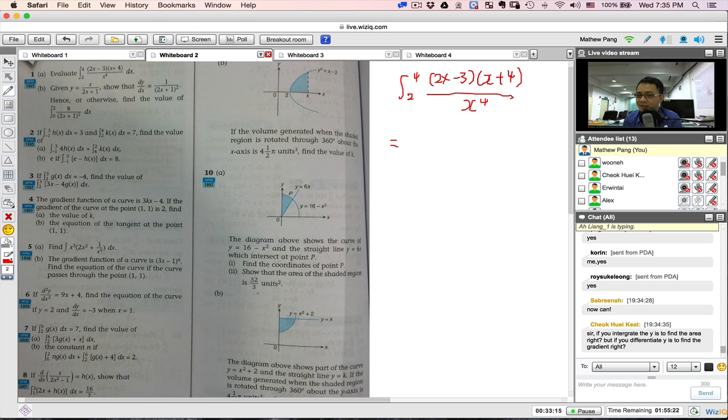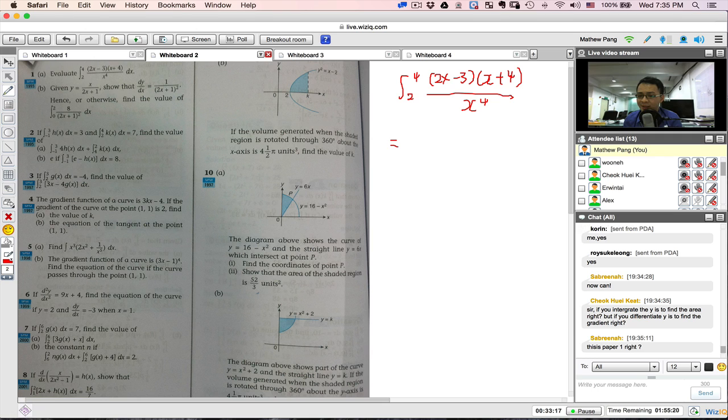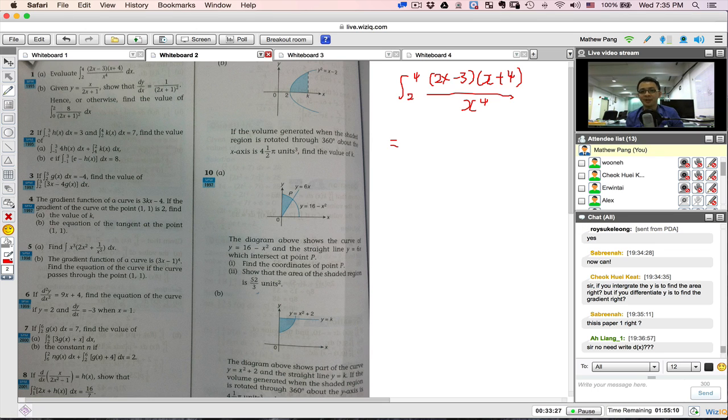Alright, so if you integrate, the aim is to find the area, right? Yes. But if you differentiate, the aim is to find the gradient, right? Yes, you are right. So when we integrate y, we can get the area from the curve to the x-axis or y-axis. When you differentiate y, we get the gradient function. This is paper 1, right? Yes, this is paper 1.